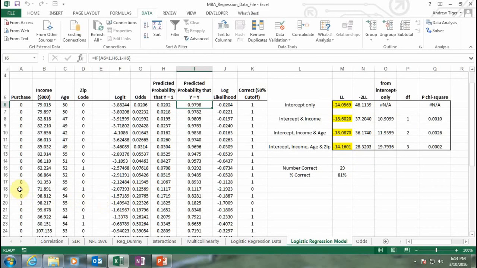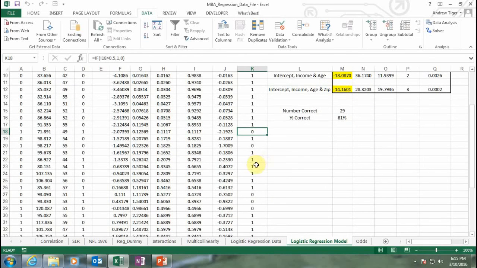Look at this one. This person only made $71,000.49. They bought a house in zip code 1. They actually bought a house, but the model said the probability that they would buy a house is only 11%. So it did not get that correct. That was a mistake. So we're looking for a bunch of 1s here. When it's a 1, that means that it correctly predicted.